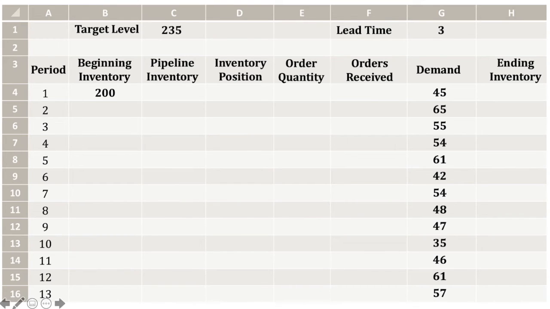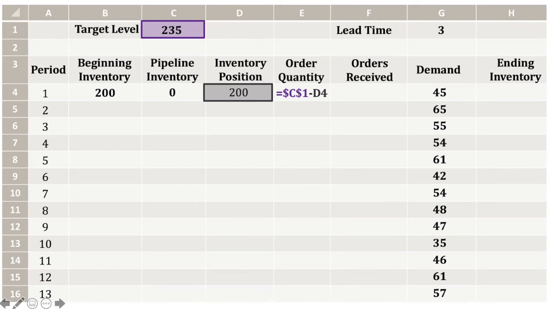Let's start a simulation. First, we look at the pipeline inventory. This is the sum of the order quantities that had been placed in the past but due to the lead time have not arrived yet. For period 1, it is assumed to be 0, as prior to this period, no orders have been placed. Next, we have the inventory position, which is the sum of the inventory at the beginning of the period and the pipeline inventory. The order quantity depicts the difference between the target inventory level and the inventory position.